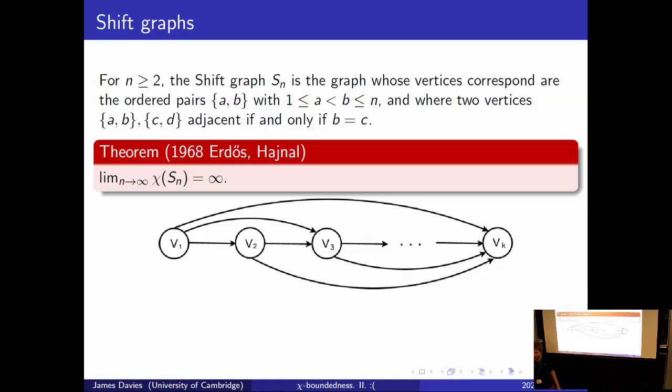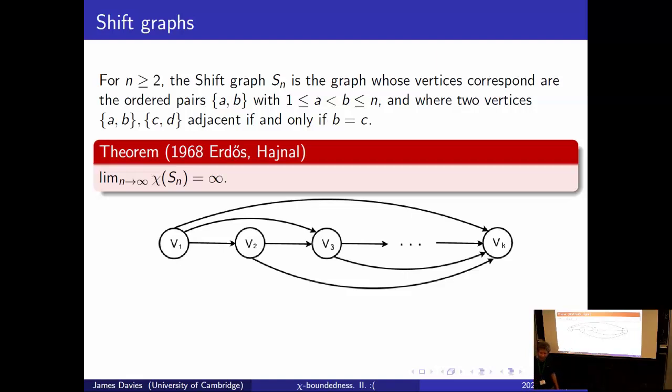Why would you want high odd girth? It's not quite as nice as having high girth, right? It still says that locally you have bounded chromatic number. So it means you have large chromatic number for a non-local reason. So in a slightly weaker sense than high girth, but still locally bipartite.